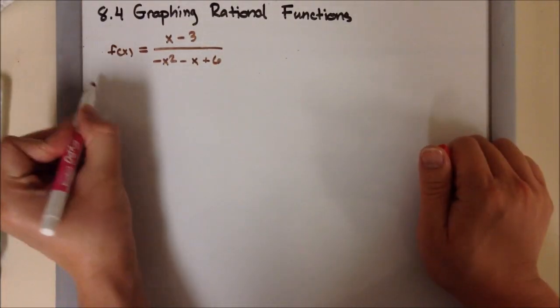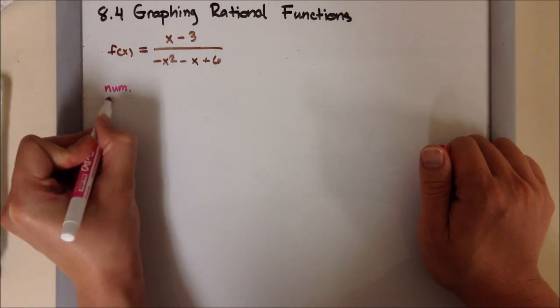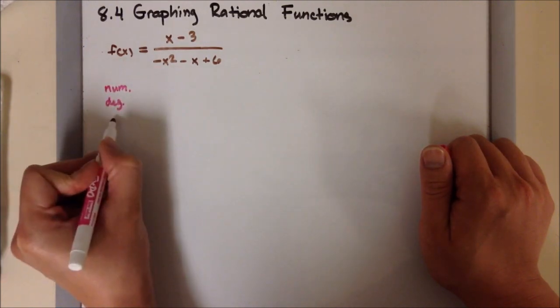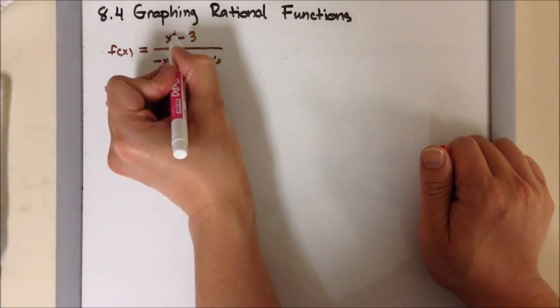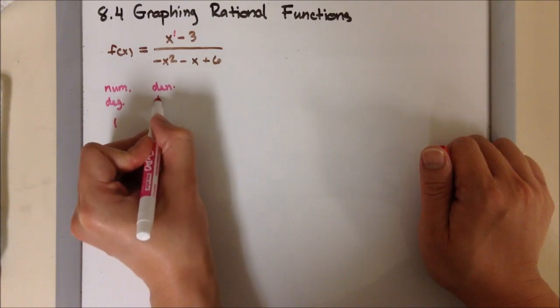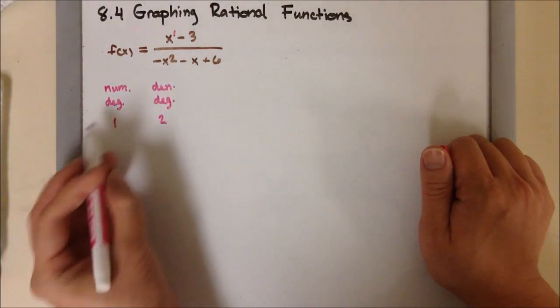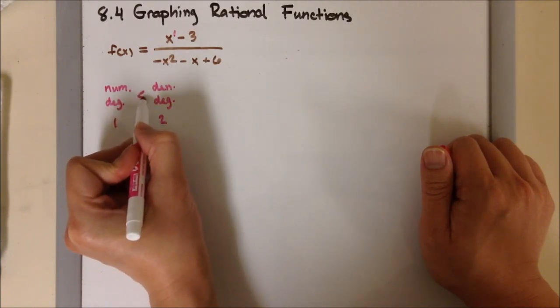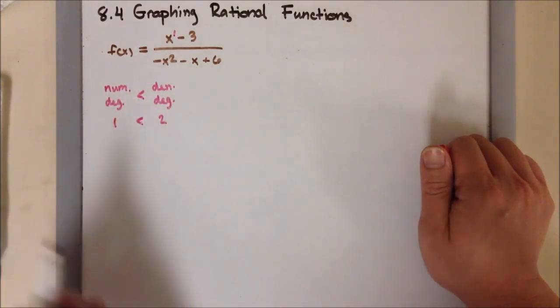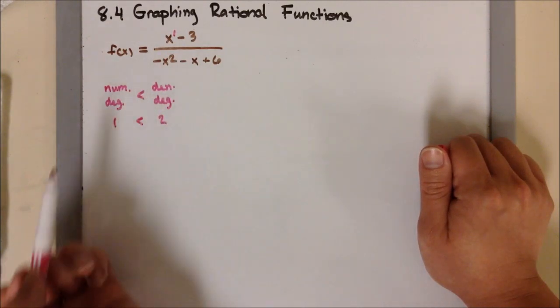So the numerator degree is going to be 1 because of this invisible 1 here. Our denominator degree is going to be 2. So therefore, the denominator degree is greater than the numerator degree, or the numerator degree is less than the denominator degree.